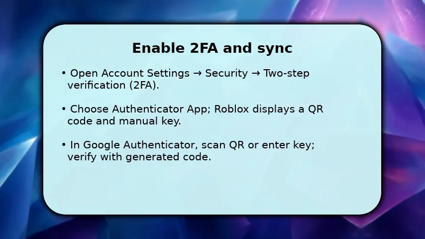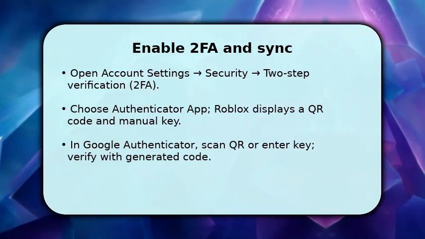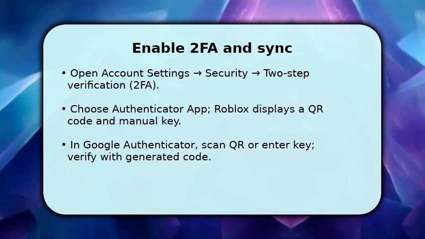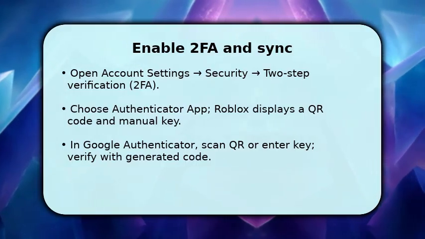Now open Google Authenticator, tap to add an account, and scan the QR or enter the manual key. Make sure the app gives a 6-digit code. Then enter that code back on Roblox to verify the link and complete the synchronization step.